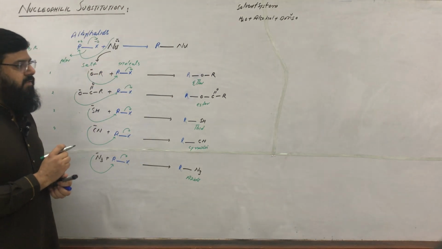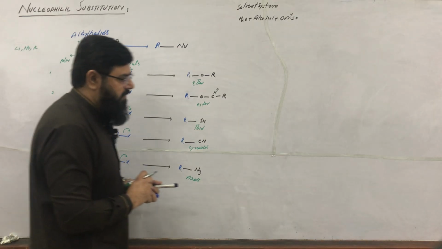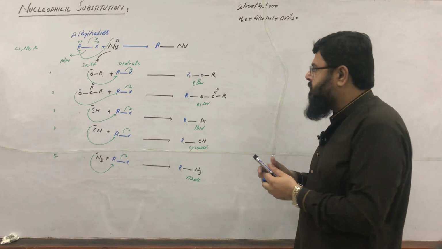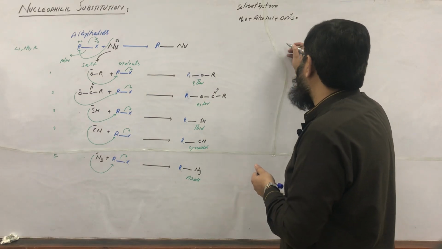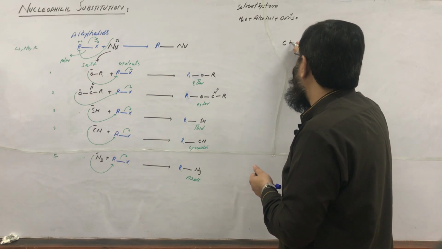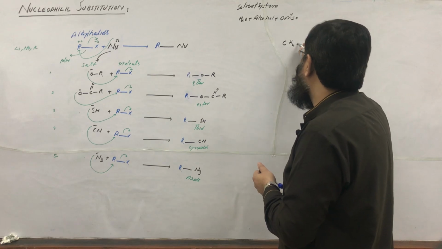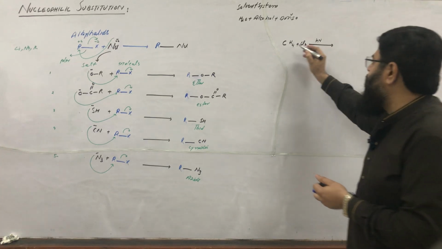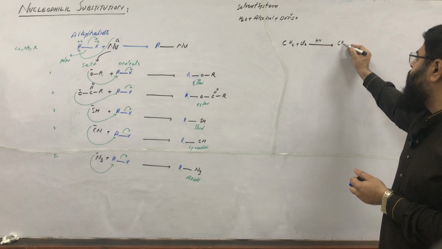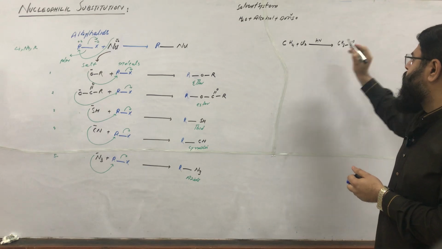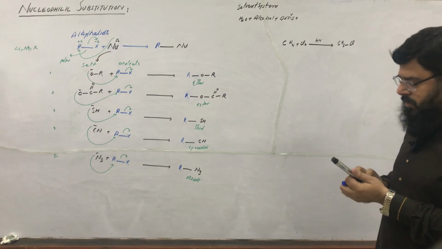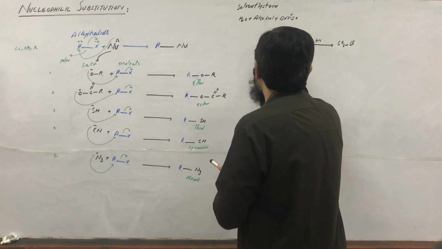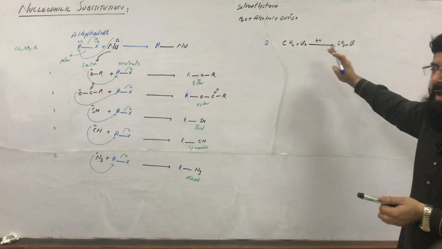Now the question arises: what is the source of alkyl halides? How can we prepare alkyl halides? The answer is very simple. In previous classes you have studied halogenation of alkanes in the presence of UV radiation, in which a hydrogen is replaced by a halogen. So the first route by which we can prepare alkyl halides is halogenation of alkanes.